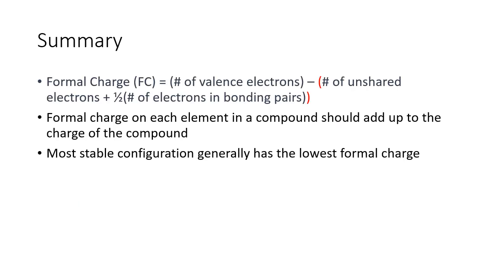All right, so formal charge is equal to the number of valence electrons minus the number of unshared electrons plus 1/2 the number of electrons in bonding pairs. And you're subtracting off all the stuff that is unshared or bonded. Formal charge on each element in a compound should add up to the charge on the compound, and the most stable configuration generally has the lowest formal charge. Now I say generally because there are some weird exceptions, and we will probably encounter them at some point in this unit, but we will not get into it until we see them.